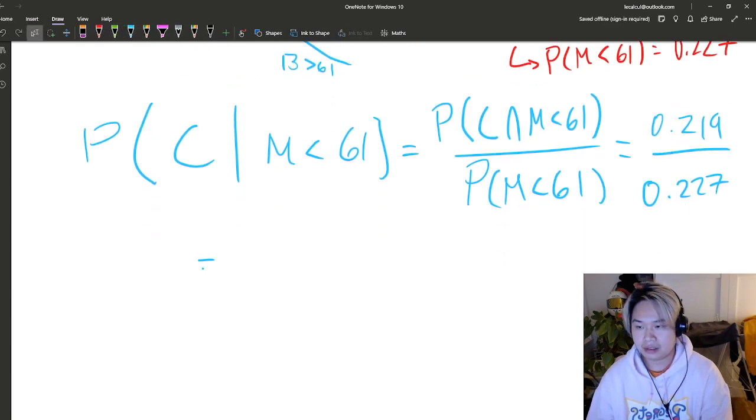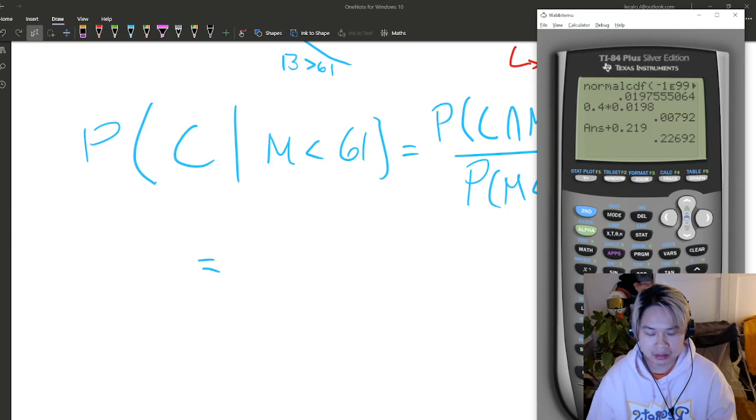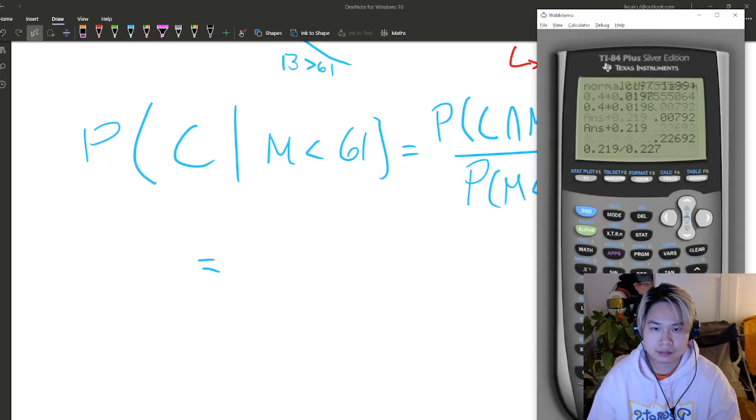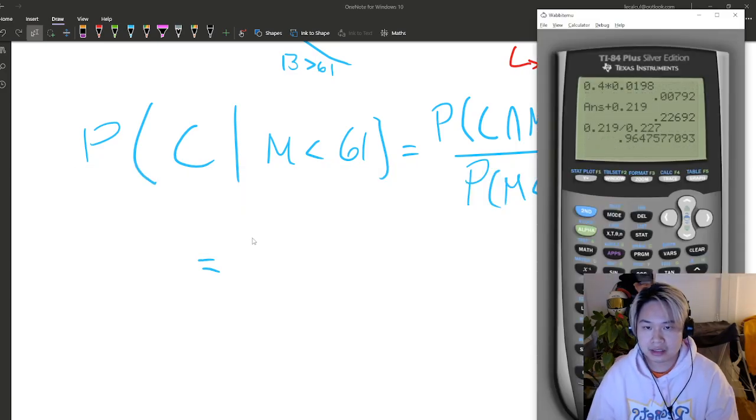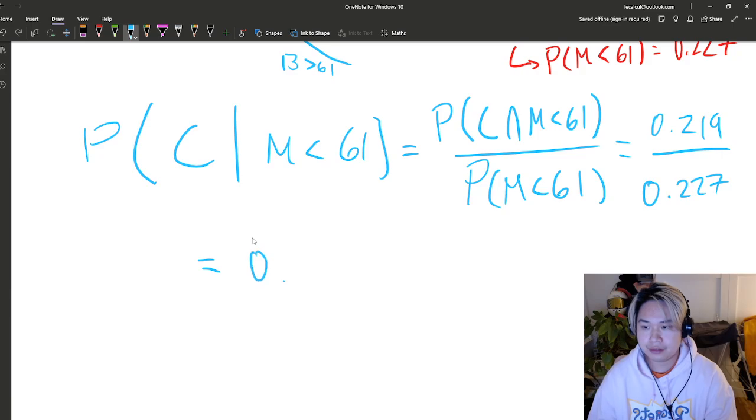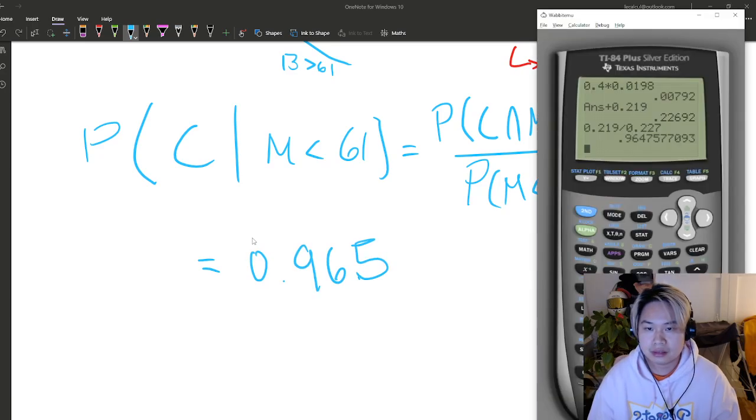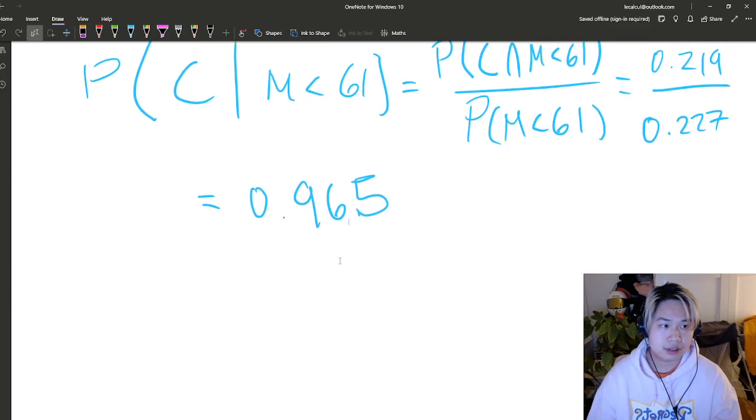Okay, punch it in a calculator and then you are done that question, except for one more part, but you're done this part of the question. 96.5%, which would be this decimal.